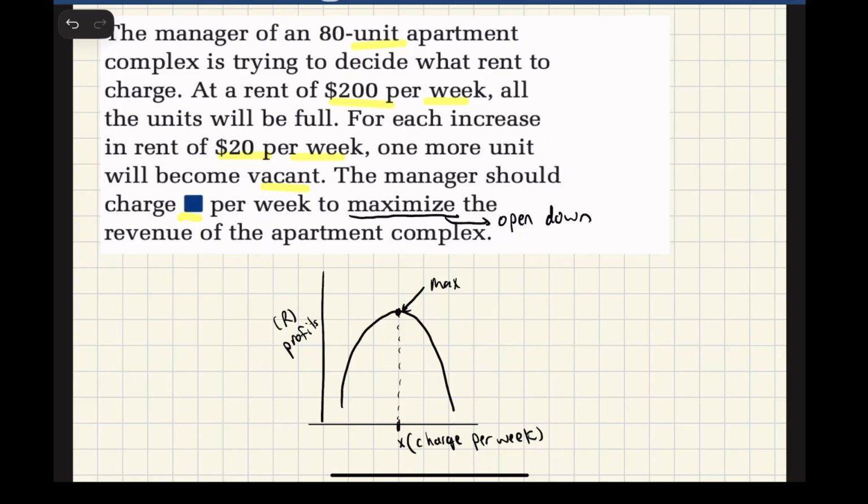Now, for this problem here, you've got two factors that are going to contribute to your total revenue or your profits, right? So if I think about R as in revenue, well, that's going to be a product of the, you could say, number of rented apartments. And then it's going to also be a product of how much rent you charge per week. So I'm going to write amount charged per week.